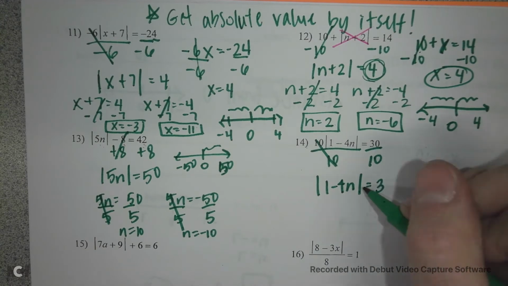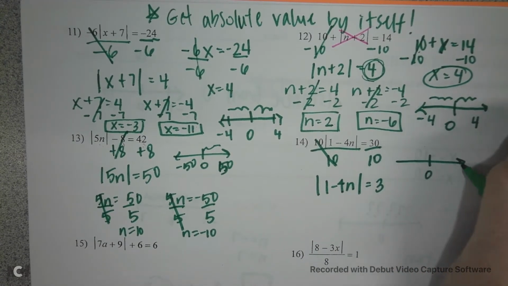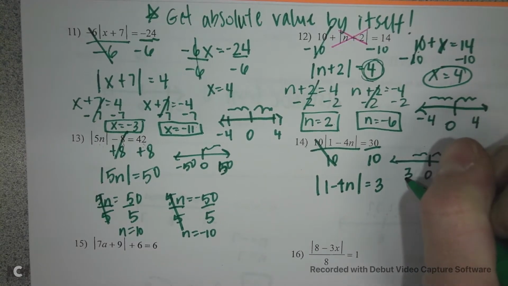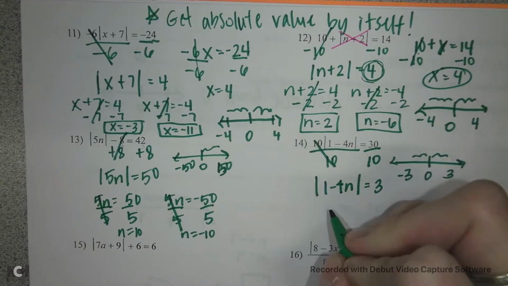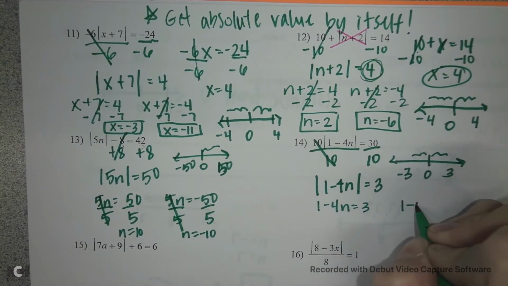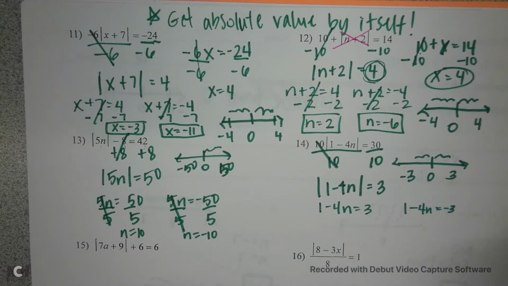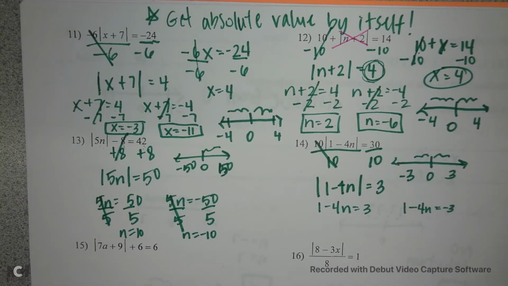Okay, so now the absolute value is all by itself. So again, we think of our number line. If I move 3 spaces to the right, I'll be at 3, and 3 spaces to the left, I'll be at negative 3. So those are my two answers. I have 1 minus 4n equals 3, and 1 minus 4n equals negative 3. So now we're going to solve for our n. So we have a lovely two-stepper.